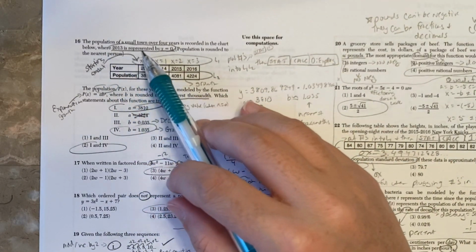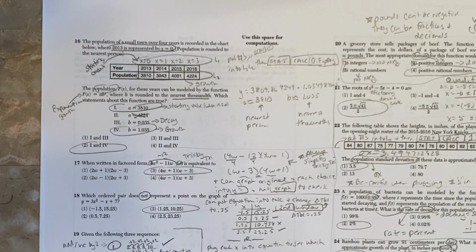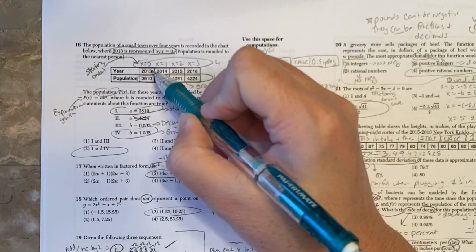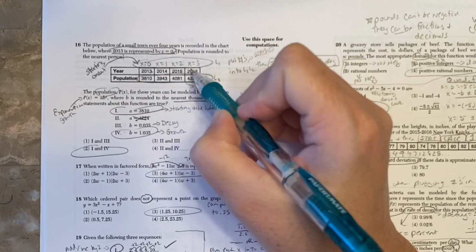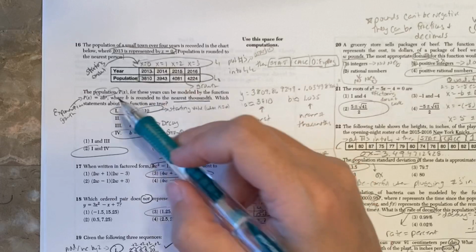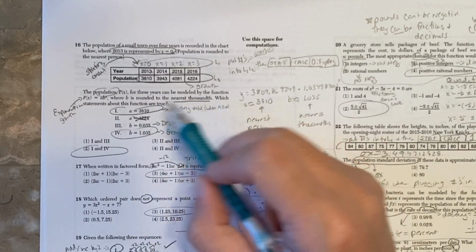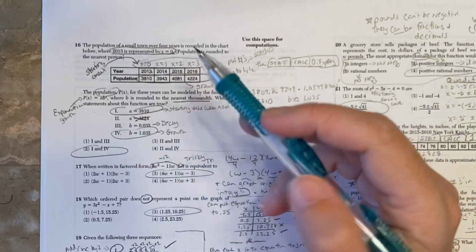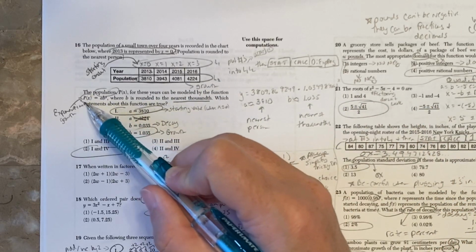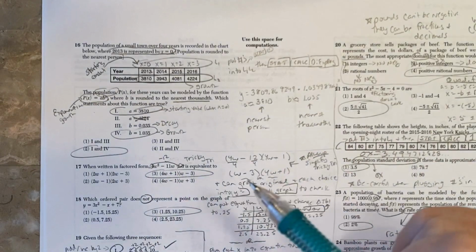16, the population of a small town over 4 years is recorded in the chart below, where 2013 is represented by x is 0. So 2013 is the start. This is where you start. So x is 0, then 1, 2, and 3. Round to the nearest person. These can be modeled by the function, to the nearest thousands. Which statement about the function is true? Okay, so right here it's telling you that it's going to be an exponential equation.